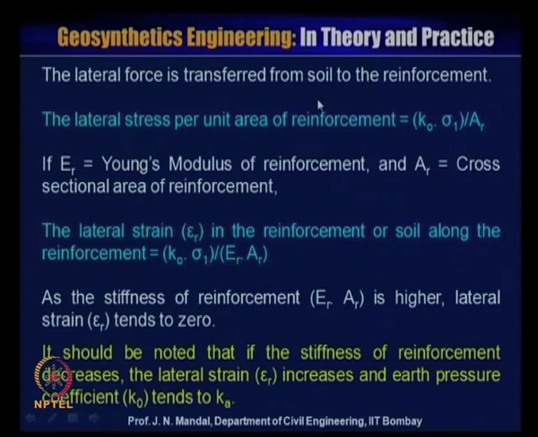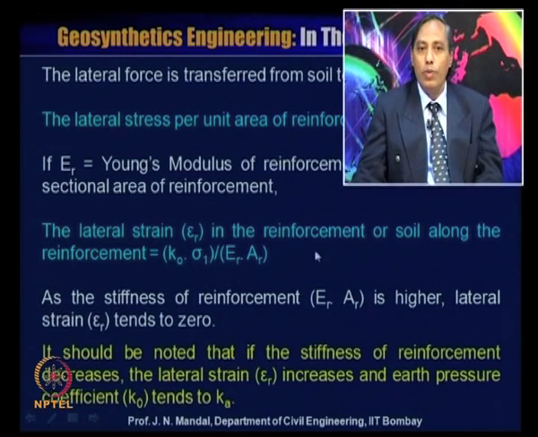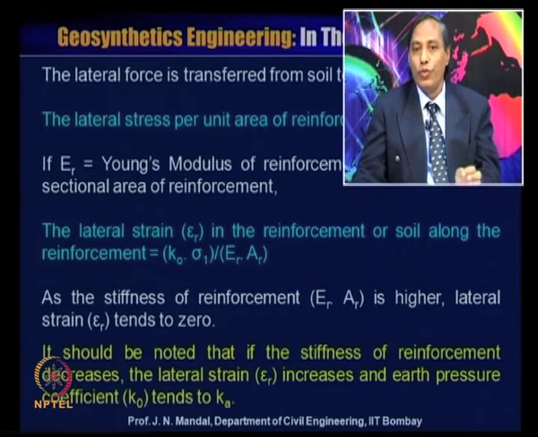The lateral force is transferred from soil to the reinforcement. The lateral stress per unit area of the reinforcement is equal to k0 sigma 1 by AR, where ER is the Young modulus of the reinforcement and AR is the cross sectional area of the reinforcement. So, lateral strain in the reinforcement or the soil along the reinforcement can be expressed as k0 sigma 1 divided by ER into AR. As the stiffness of the reinforcement ER into AR is higher, the lateral strain epsilon r tends to 0. It should be noted that if the stiffness of the reinforcement decreases, the lateral strain epsilon r increases and earth pressure coefficient k0 tends to KA.